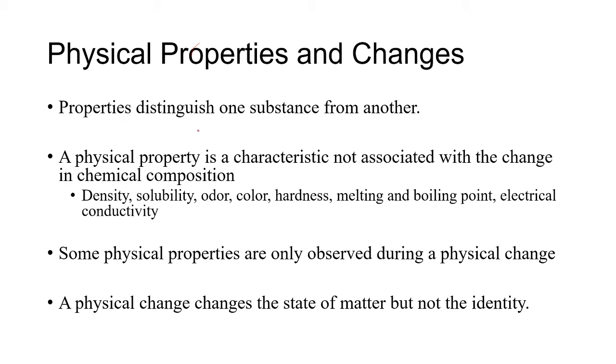So, if you have a physical property, for example, that's a characteristic not associated with a change in chemical composition. I know the definition seems kind of wonky, but basically, a physical property is something I can identify if I have a substance and use my five senses plus some techniques in a lab, maybe adding or removing some heat, or doing some measurements.